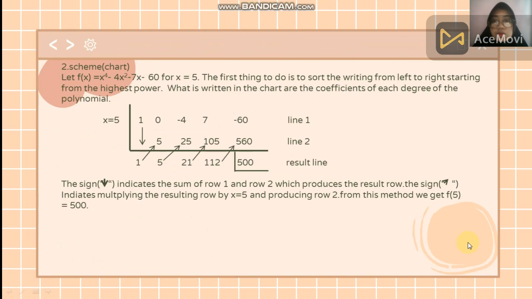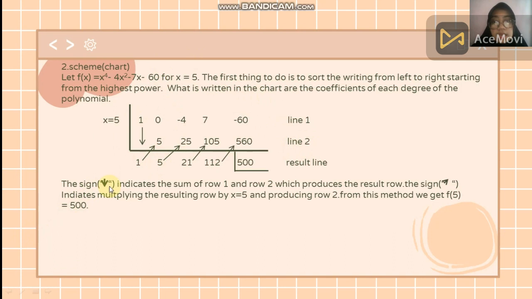Next, the scheme or card method. Let f(x) = x^4 - 4x^2 - 7x - 20, for x = 5. The first thing to do is to sort the writing from left to right, starting from the highest power. What is written in the card are the coefficients of each degree of the polynomial, like the one on the screen.